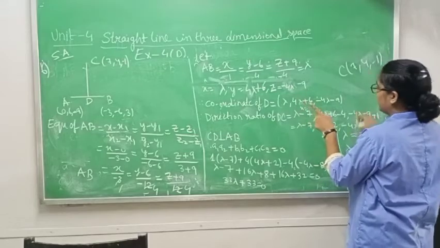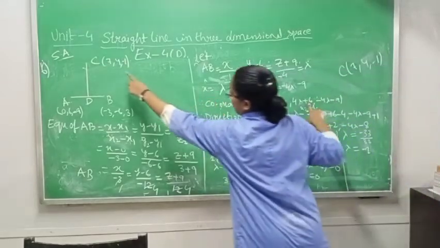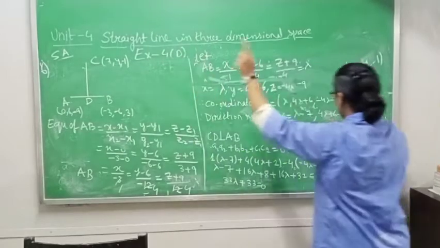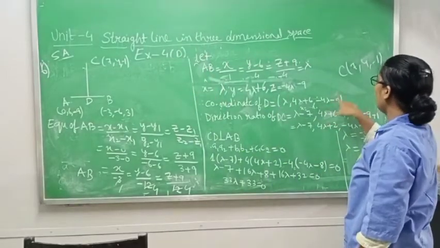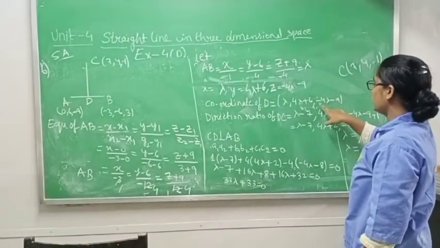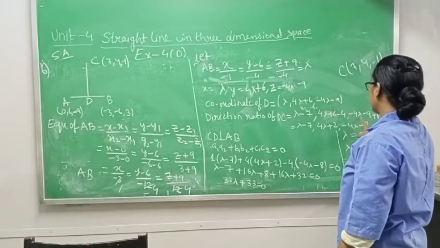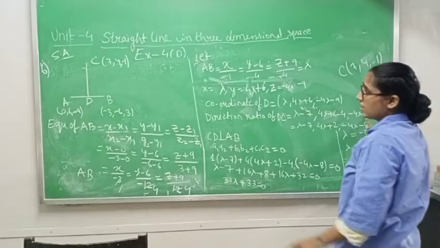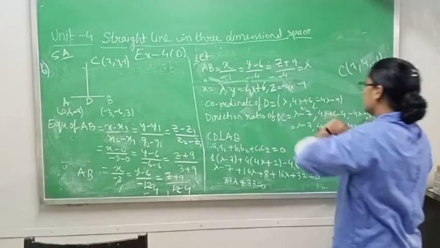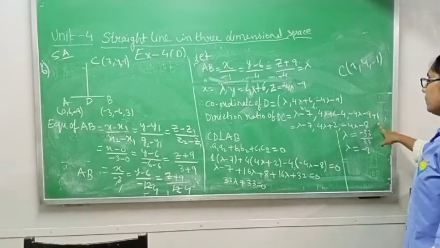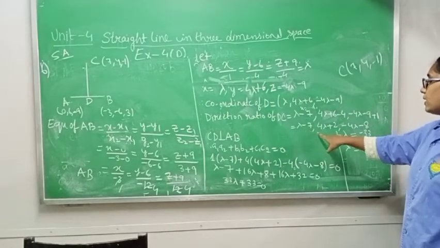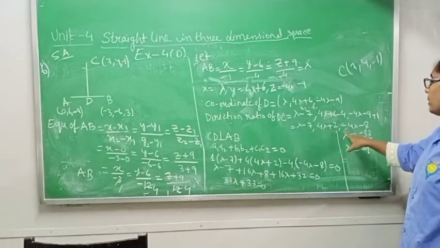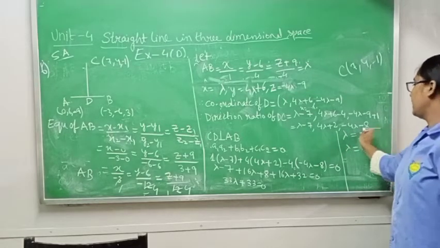Now y2 is 4 lambda plus 6 and y1 is 4, so minus 4. Now z2 is minus 4 lambda minus 9 and z1 is minus 1, and one more minus is in the formula, so it will become plus 1. You will get lambda minus 7, 4 lambda plus 2, minus 4 lambda minus 8.